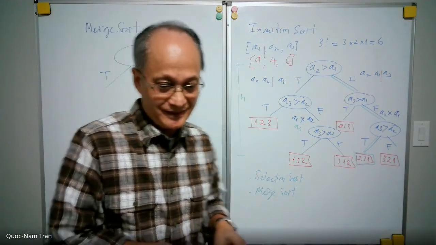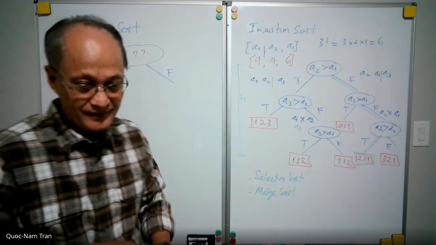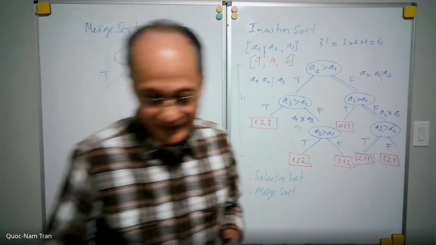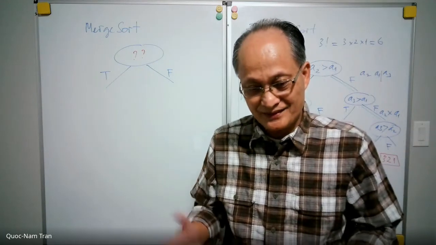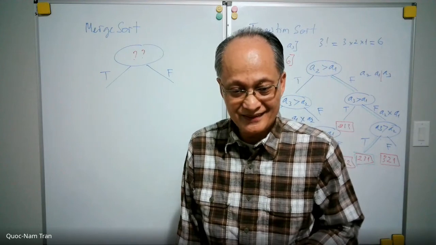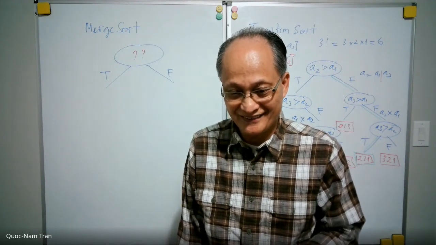Any suggestion or any answer for the first comparison the algorithm will perform? Can you just type in A1, A2? Okay. Any other ideas?